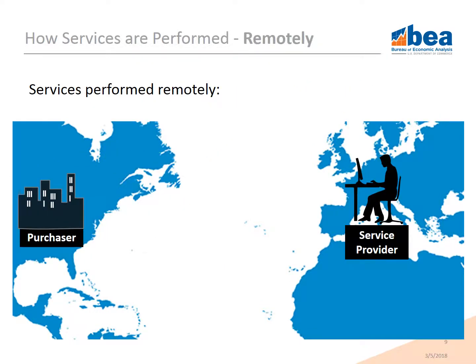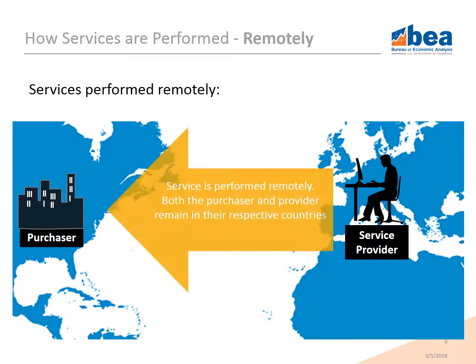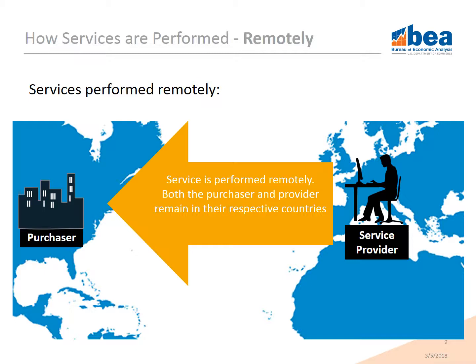The third way services transactions can take place is remotely, wherein both the provider and the purchaser of a service are in different countries, and the services are performed for the purchaser via the internet, email, telephone, video conferencing, or other similar means. For example, a U.S. person may purchase computer services from a Spanish IT company. The Spanish company performs software design, maintenance, and support services via the internet and telephone. Its employees do not travel to the United States to provide these services, nor does the U.S. person travel to Spain to receive these services.